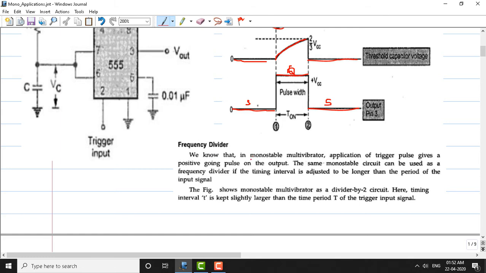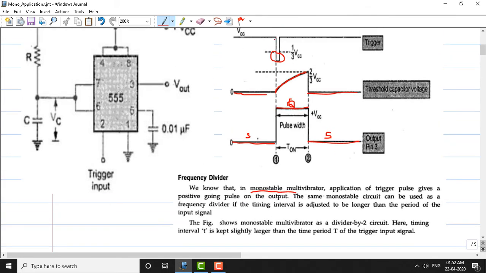So we know that for a monostable multivibrator, the application of a trigger pulse, that's what we have seen, gives a positive going pulse at the output. A trigger pulse of this sort gives a positive going pulse at the output. Thus, the same monostable circuit can be used as a frequency divider if the timing interval here is adjusted to be longer than the period of the input signal here. So this timing duration here, that's what we are saying.